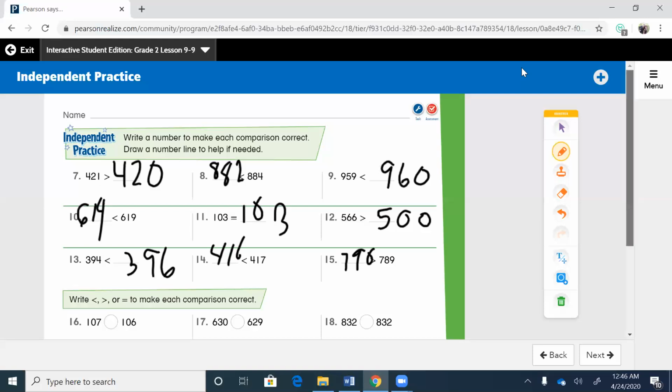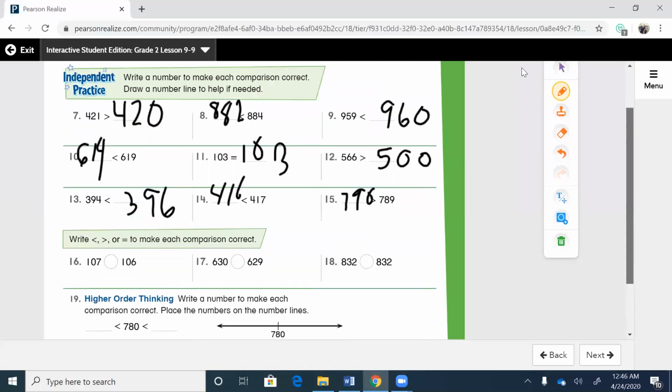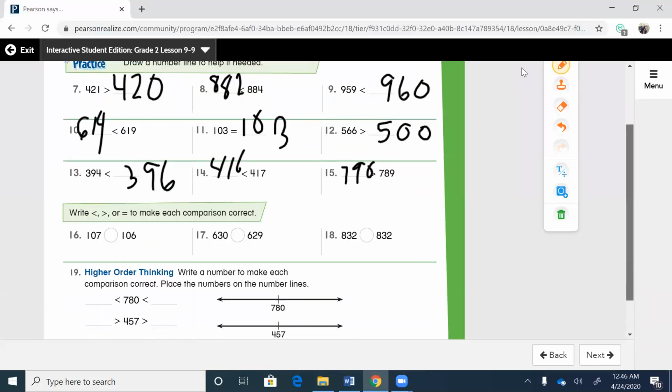All right, let me scroll down here. All right, look at 16, 17, and 18. Those are going to be the 3 problems you're going to do today. It's up in the portfolio section, or if you're doing this on paper, you can pause the video now and write these down. And don't forget to send it to me.